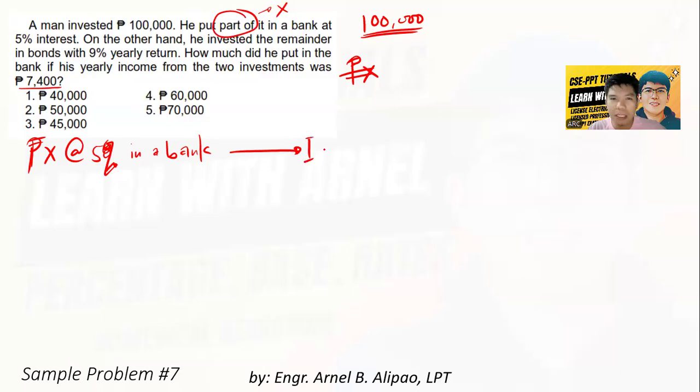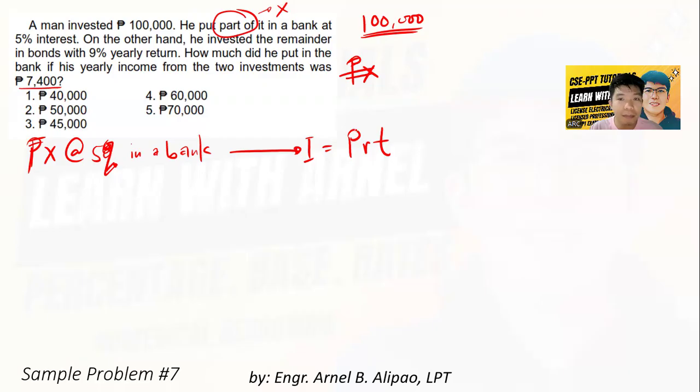The formula for interest is I = PRT. So that's P, R, and T. P is the principal amount, the amount you invested. The R there is the rate, the percentage, how many percent you put in the bank, and T is the time. Usually its reference is 1 year.